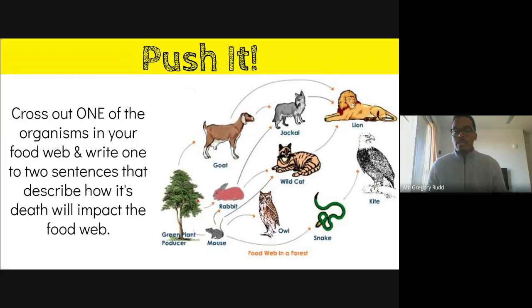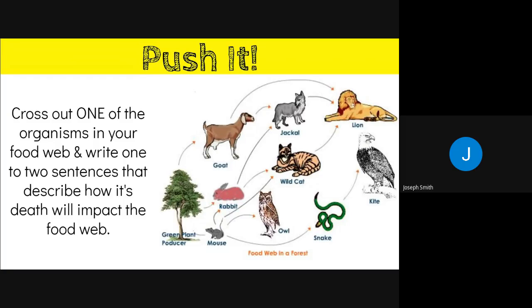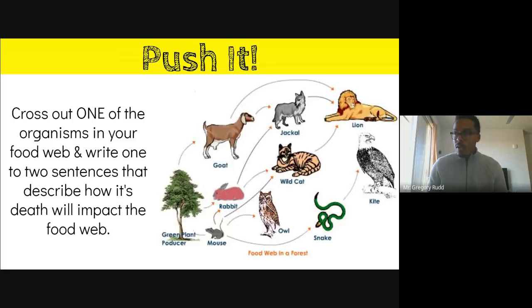Excellent. Yeah. The mouse population, they're still going to be eaten by the wildcats. They would be, yeah. So we can see how this has ripple effects throughout the entire ecosystem. And this is actually something that happens in real life.